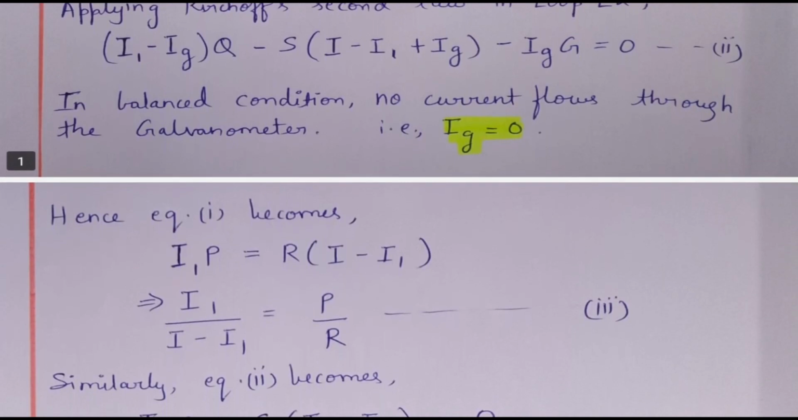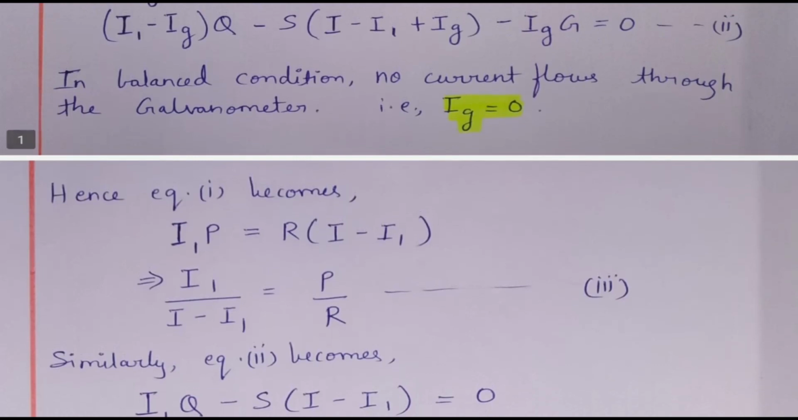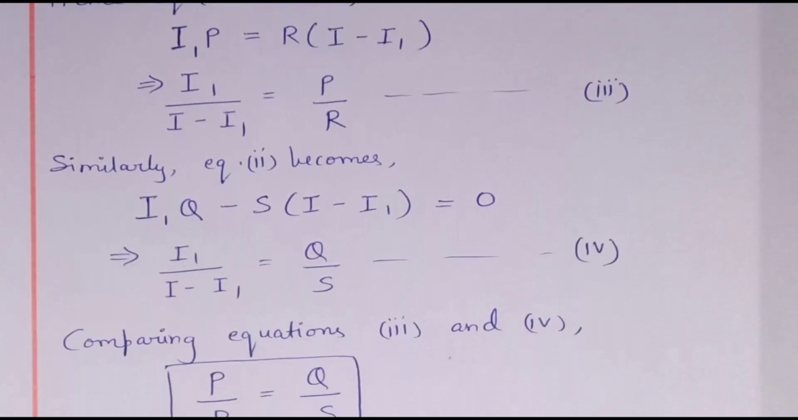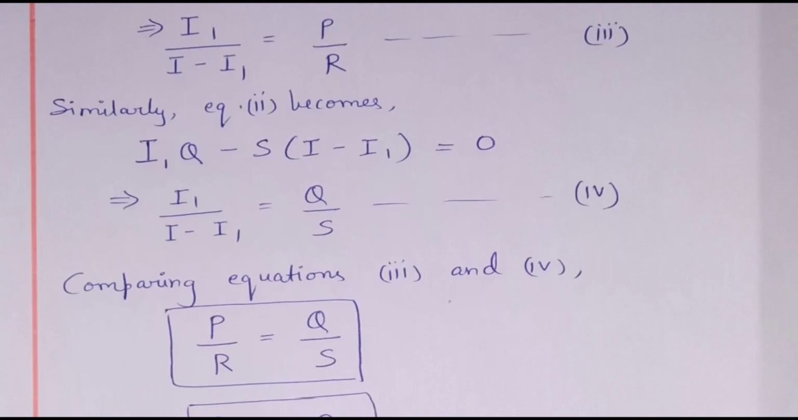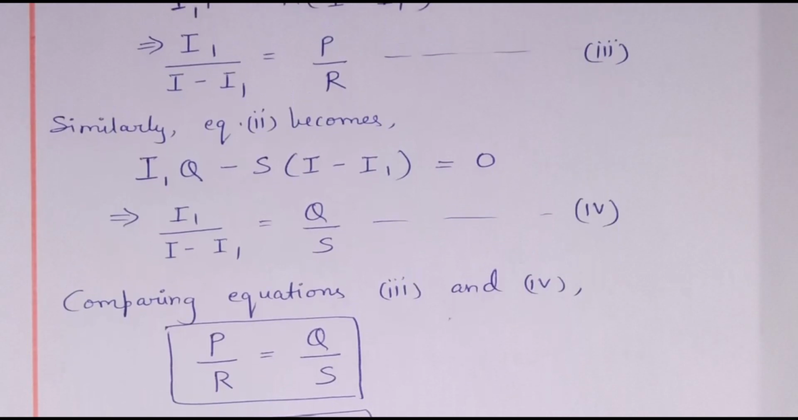Similarly, if we put Ig is equal to 0 in equation 2, we will get I1 Q minus S (I minus I1) is equal to 0, or I1 by (I minus I1) is equal to Q by S. Let us denote this as equation 4. Now if we compare equations 3 and 4, you can see that the LHS are same. That is I1 by (I minus I1) is same in both the equations. So our equation will become P by R is equal to Q by S.